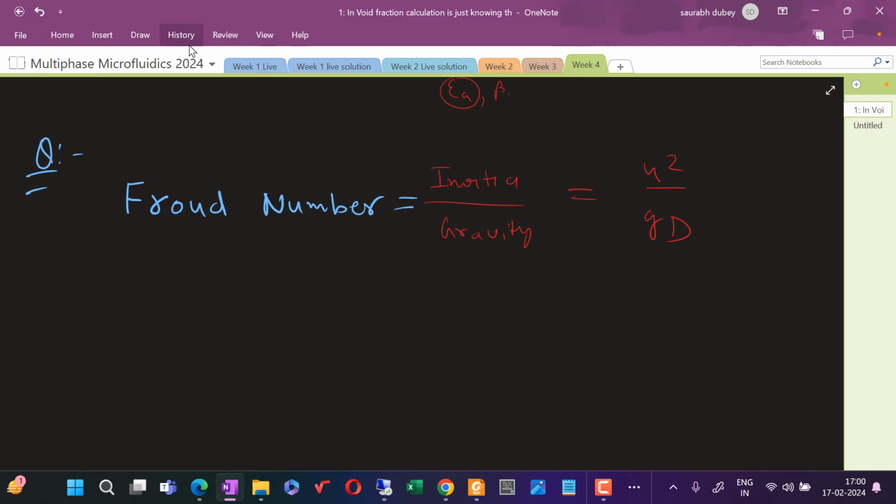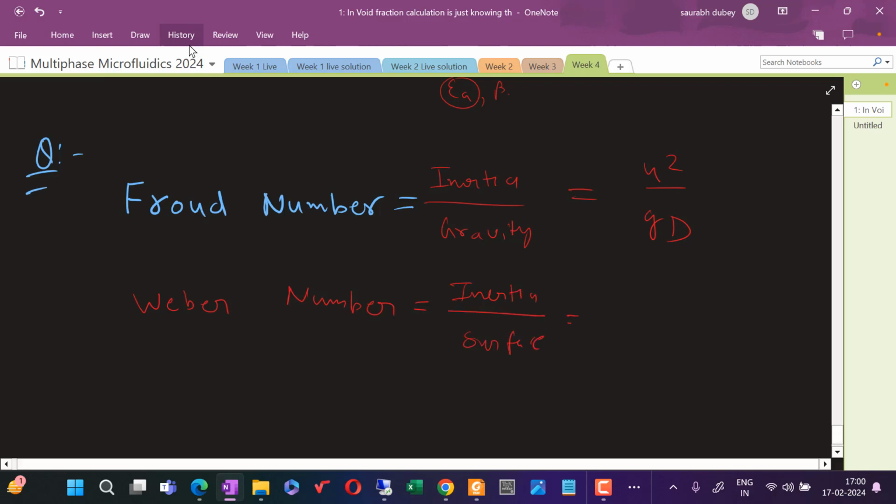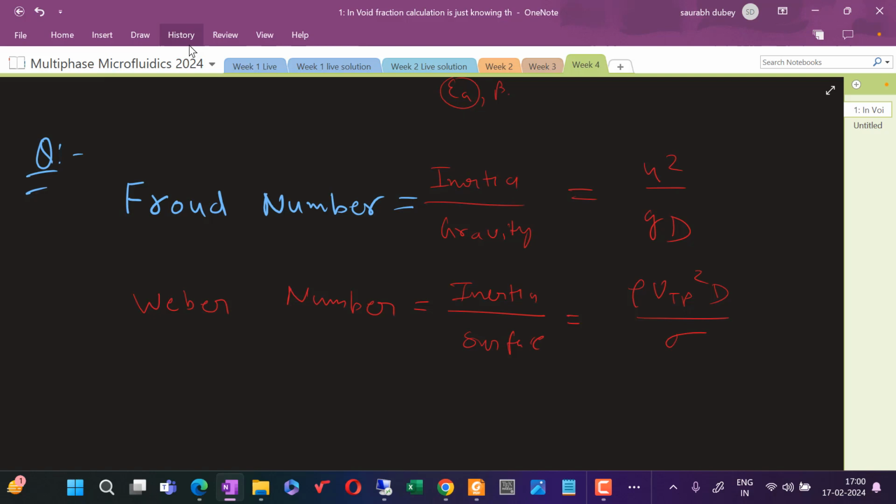And the Weber number, if I ask you the Weber number, it is the ratio of the inertia to the surface force. And this comes out to be rho u_TP square diameter divided by sigma. So that's the main thing.